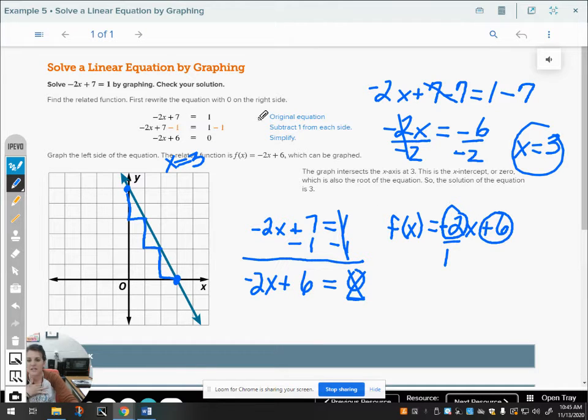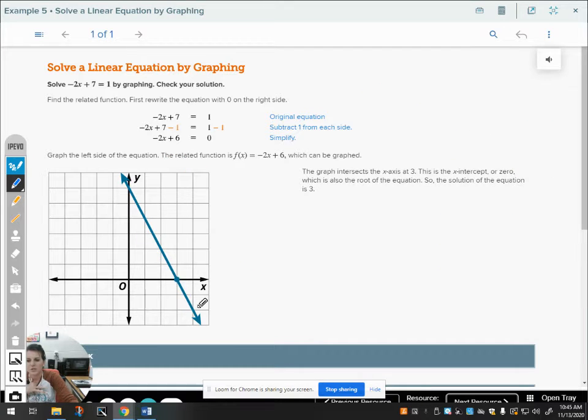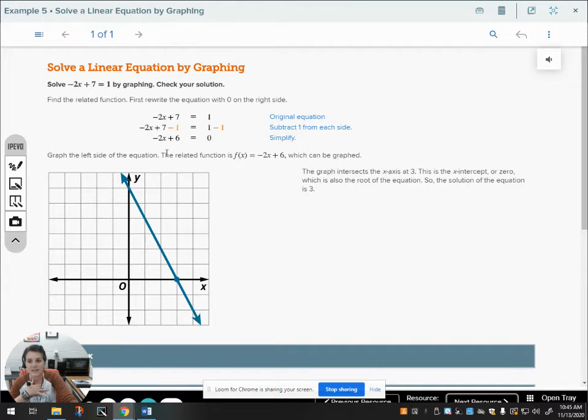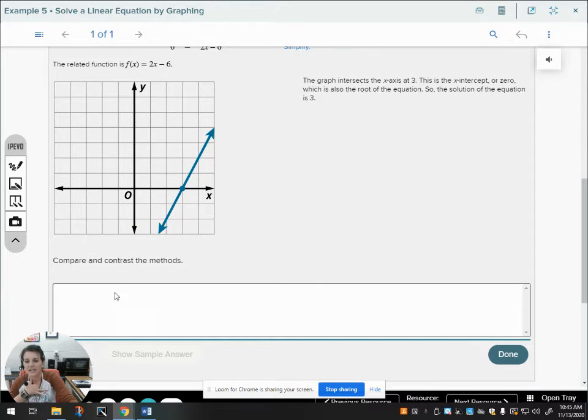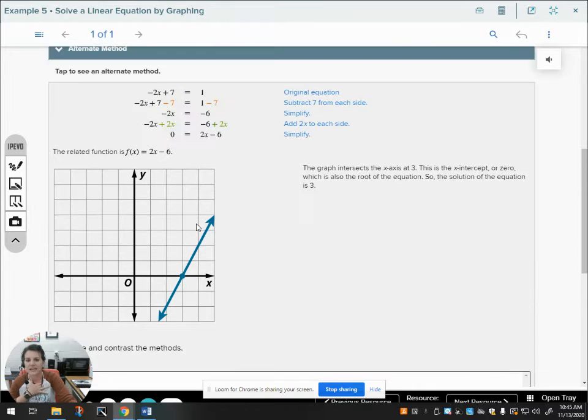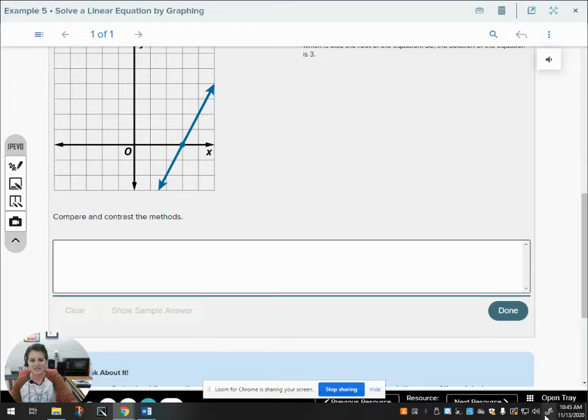The other thing that we could have done is, if I scroll on down here, instead of me writing it all out, I'm going to show you where they did it on here. We could have moved the 2x over to the other side, along with the 7, and made this side be 0. We would have had a different equation. We would have had 0 equals a positive 2x and a negative y-intercept at negative 6. So we would start down here at negative 6 and come up 2 over 1, up 2 over 1, up 2 over 1 until we get here. And again, we still have the answer being the same. The answer is 3. So it doesn't matter which way we do it, we still get the same answer.